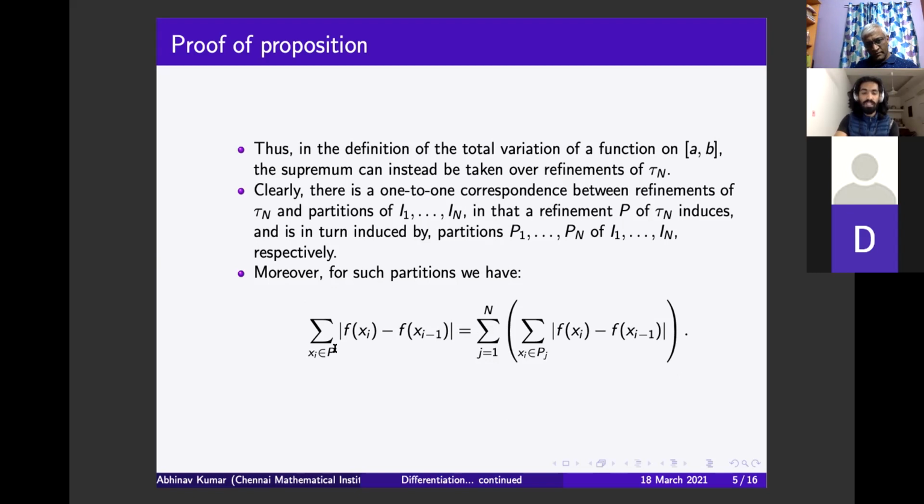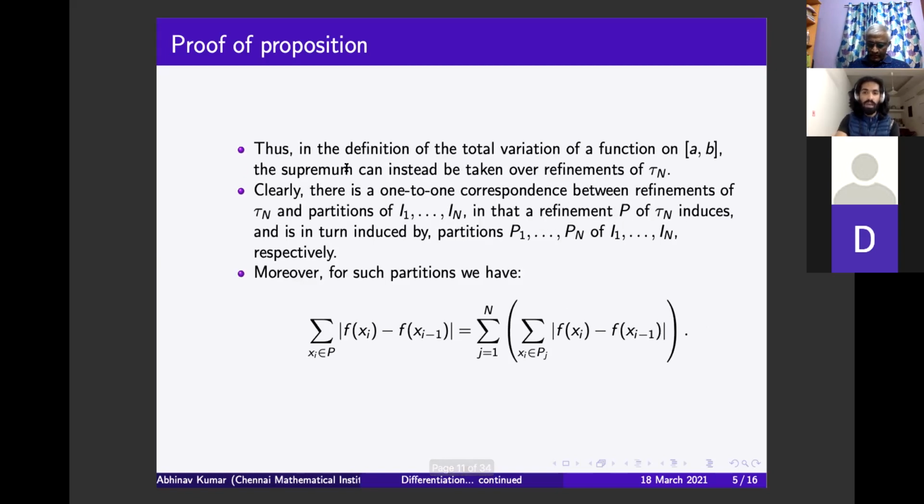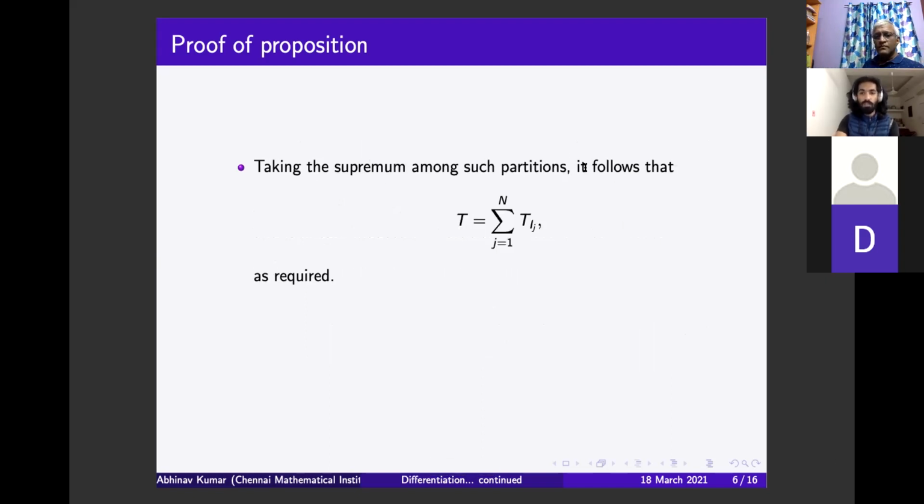Assuming, of course, you fix some refinement P of tau n, that uniquely determines these partitions, which is why this makes sense, and vice versa. So the variation with respect to this particular refinement is simply equal to the sum of the individual variations. Now just taking the supremum among such partitions, we can take the supremum merely over refinements of tau n.